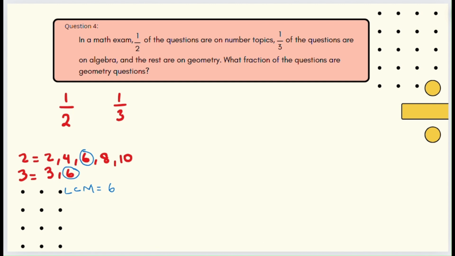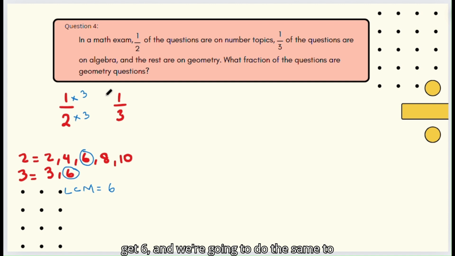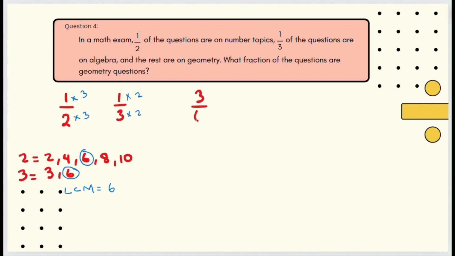Now we have to figure out what number we are going to multiply 2 and 3 by to get 6. For our first fraction, we can multiply 2 by 3 to get 6, and we're going to do the same to the numerator. And for our second fraction, we are going to multiply 3 by 2 to get 6, and we're going to do the same to our numerator. So our new fractions would be 3 over 6 and 2 over 6.